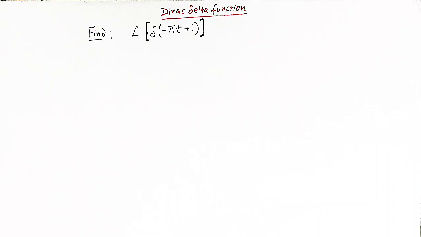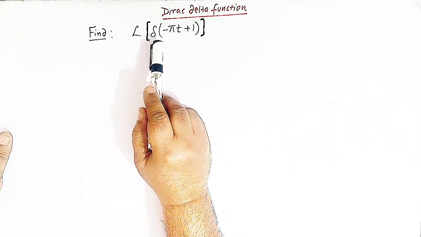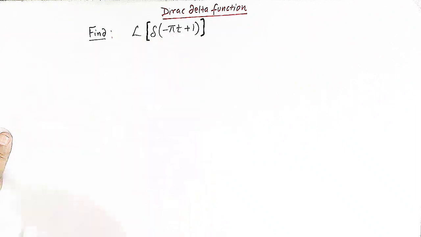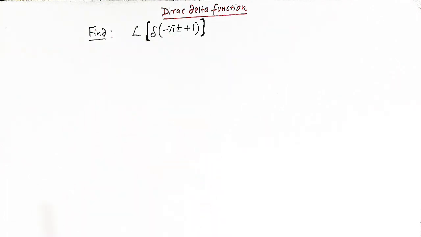Hello viewers, in today's session we are going to discuss another important problem from Dirac delta function. Here we are going to find out the Laplace transform of this delta function, that is delta of minus pi t plus 1. We'll find out the Laplace transform of this delta function using an important property of delta function.